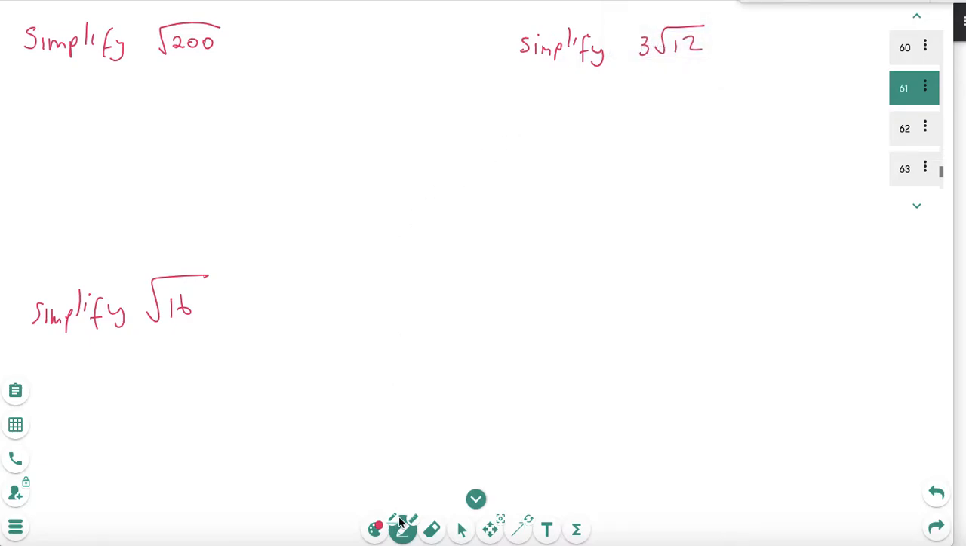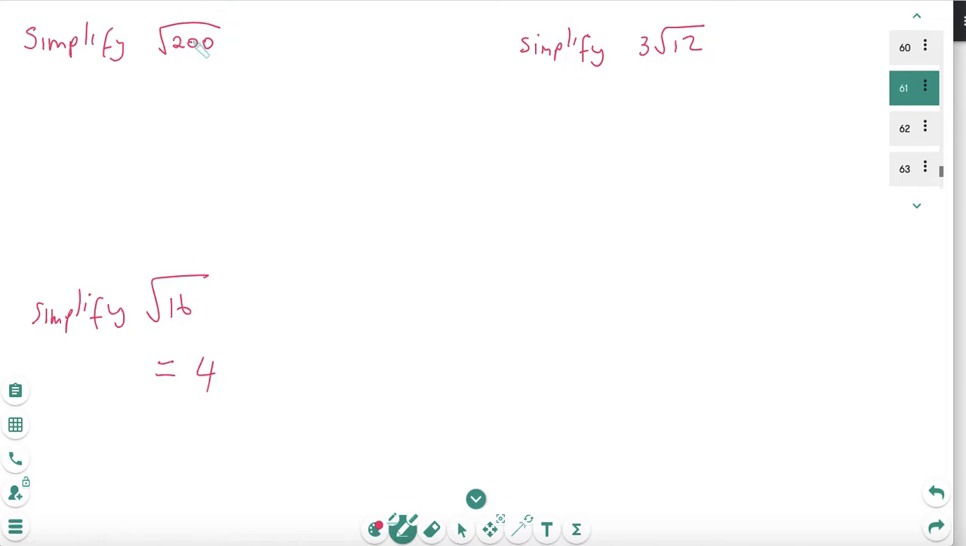Alright guys, a quick guide to surds. So this is a surd. Basically, whenever you see a root, it's a surd. Remember, just think of this sign as a square root, okay? So you just think of this as square root of 16. So simplify the square root of 16. Well, the square root of 16 is just 4, because 4 times 4 is 16.